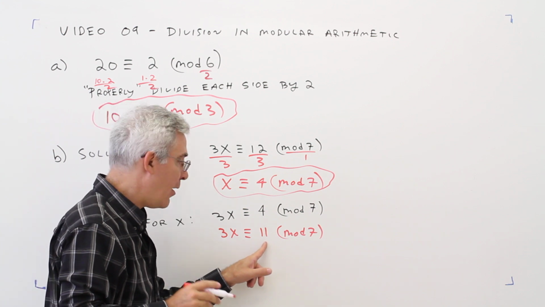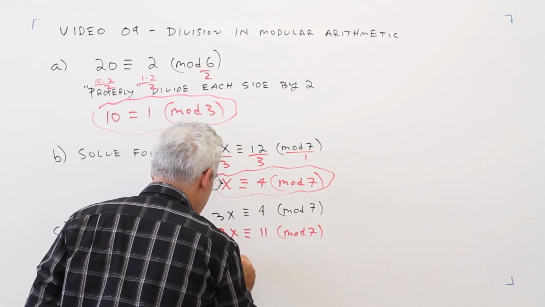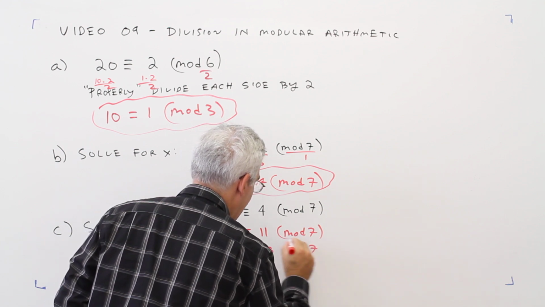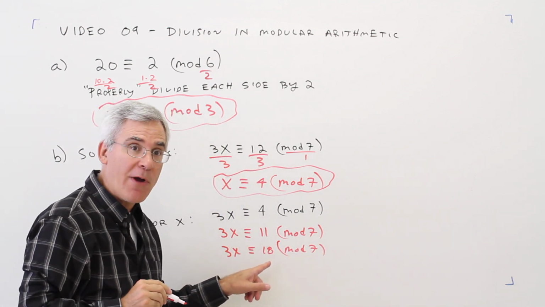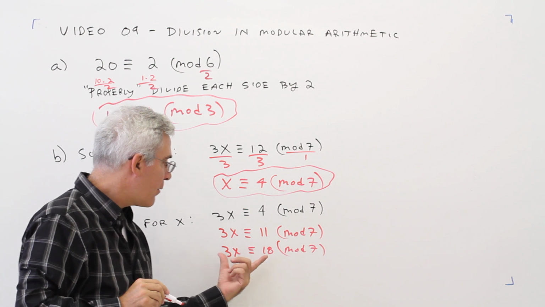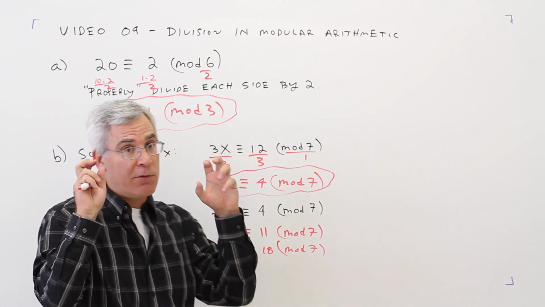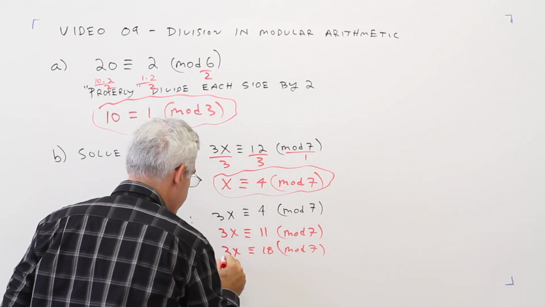No factors of 3 there. Add another 7. 3x is congruent to 18 mod 7. Now I do have a factor of 3 there. So I'm going to divide through by 3. There's no factor of 3 in the mod, so I can use quote-unquote normal division.